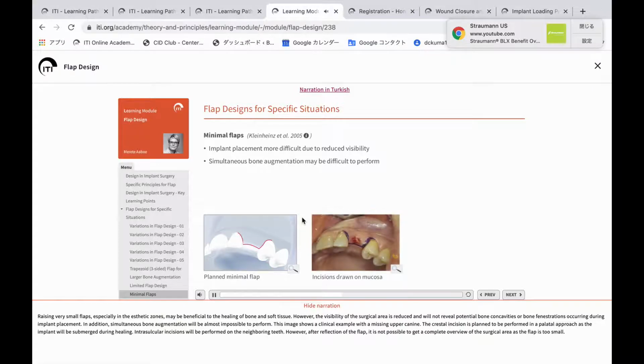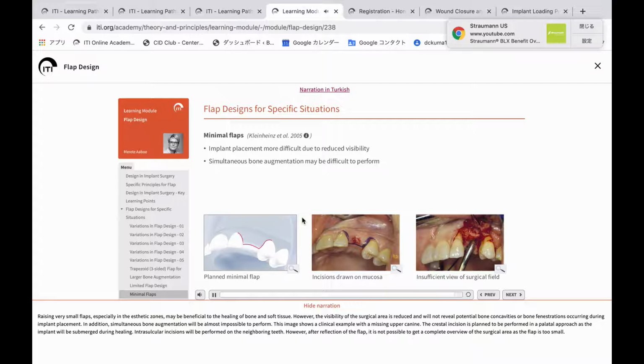This image shows a clinical example with a missing upper canine. The crestal incision is planned to be performed in a palatal approach, as the implant will be submerged during healing. Intrasulcular incisions will be performed on the neighbouring teeth. However, after reflection of the flap, it is not possible to get a complete overview of the surgical area as the flap is too small.